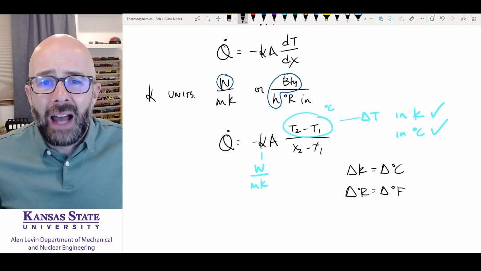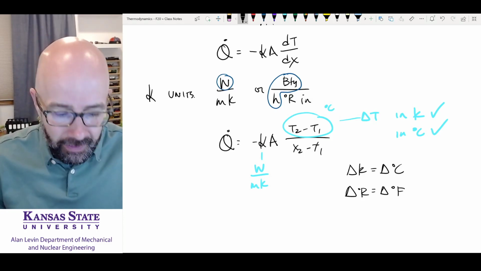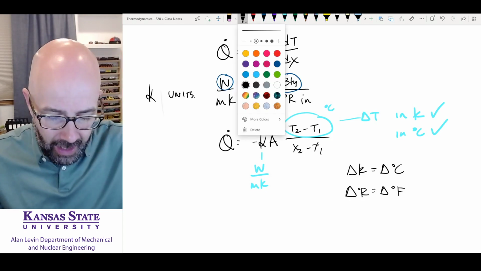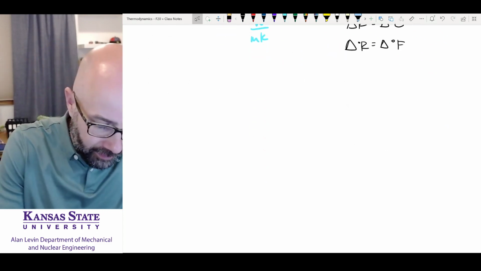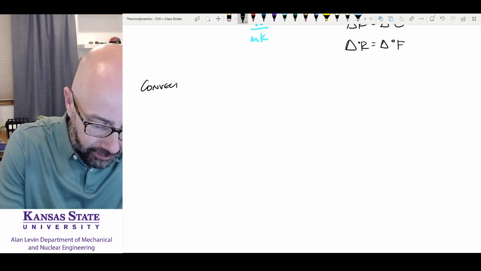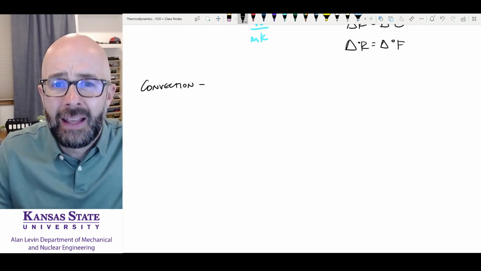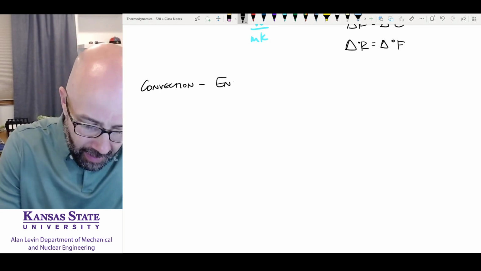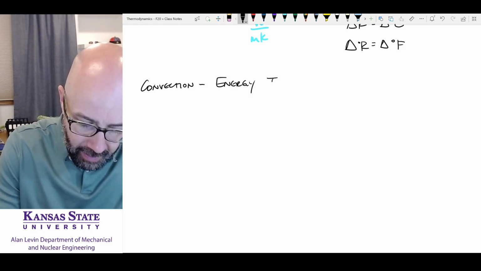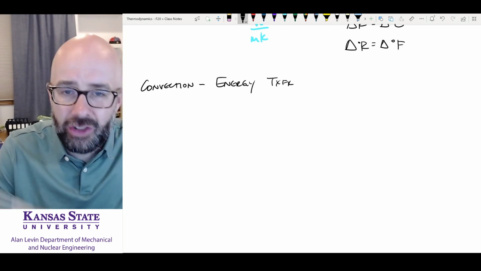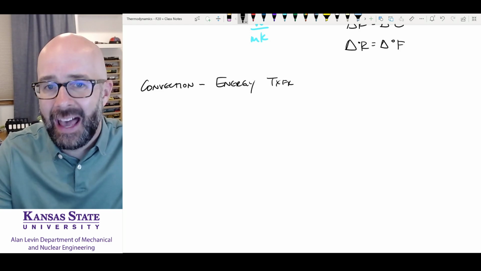So now that we've talked about conduction, our next thing to talk about is going to be convection. Convection is energy transfer between a solid surface and the adjacent gas or liquid.